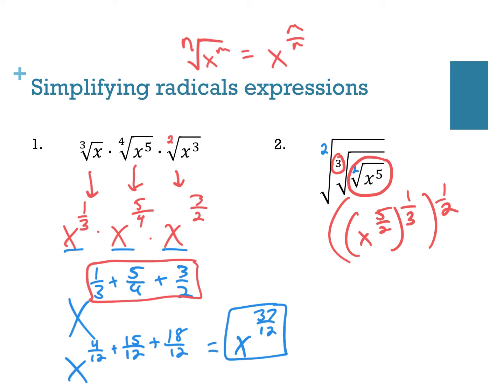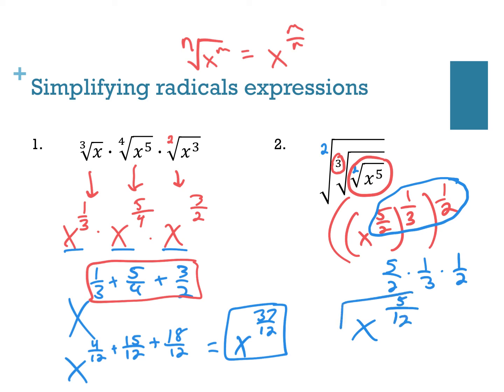And remember, anytime the exponents are outside the parentheses, that's when we multiply these fractions together. And if you multiply fractions, guys, we just multiply straight across the numbers. So on top, I get 5 times 1 times 1, which is just 5. On the bottom, I get 2 times 3 times 2, which ends up being 12. So x to the 5/12 would be my final answer there.